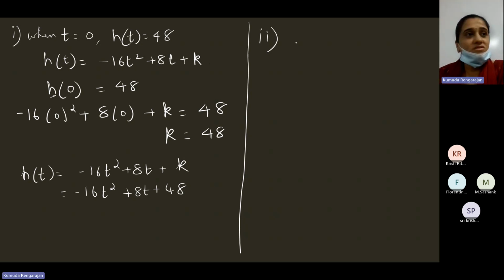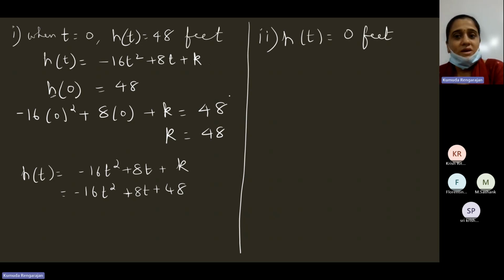Why? Because her feet touch the surface of the water. So height is 0, meaning the value of h of t is 0 feet. But for what value of t is it going to be 0? That we don't know. That's what we have to find.